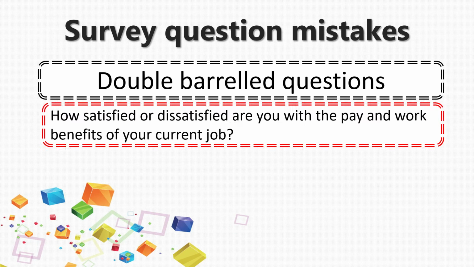When you talk about double-barreled questions, as an illustration, you get to see this one. How satisfied or dissatisfied are you with the pay and work benefits of your current job? If you get to answer this one, what if I am not satisfied with the pay, but I am satisfied with the work benefits? Okay, these are double-barreled questions. It's possible that the respondent might feel differently about the pay and the work benefits, and then you are forcing them to just come up with one answer. You're forcing them to come up with just one satisfaction level. So this is a common survey question mistake.